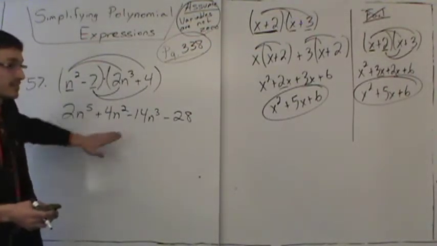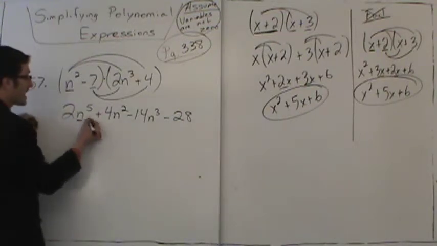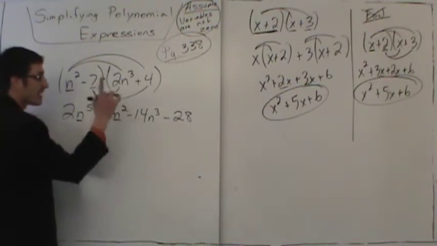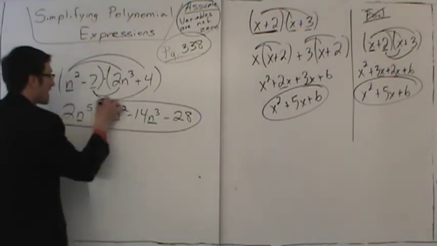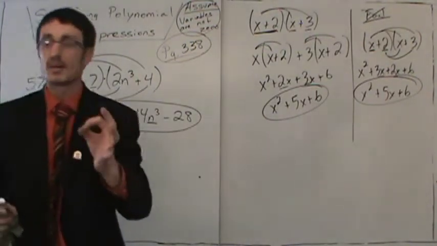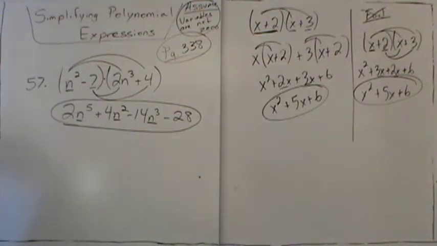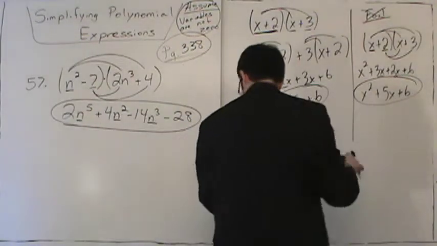Now we are adding, so now that we're adding, we check. Does anything match n to the 5th? No. Does anything match n squared? No. Does anything match n cubed? No. So we are done. Nothing matches, so you're done. When you're adding, something must match. Okay, let's look at another example.